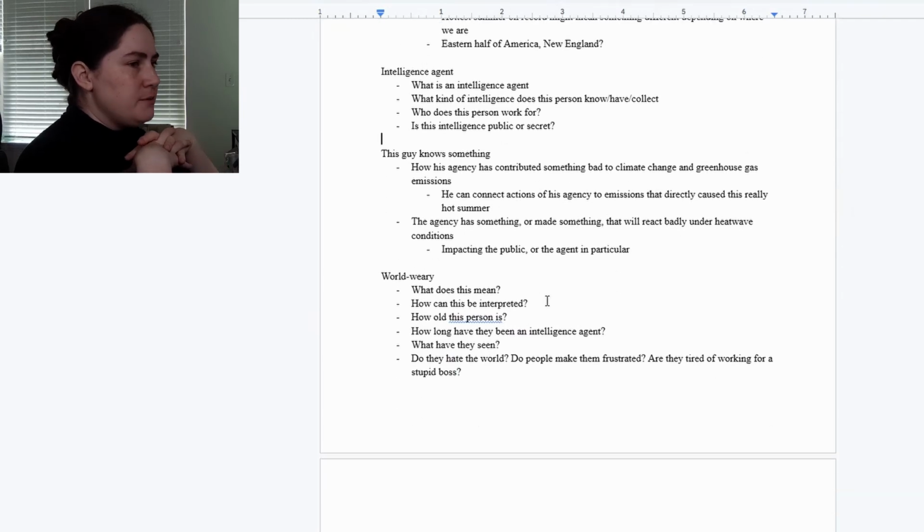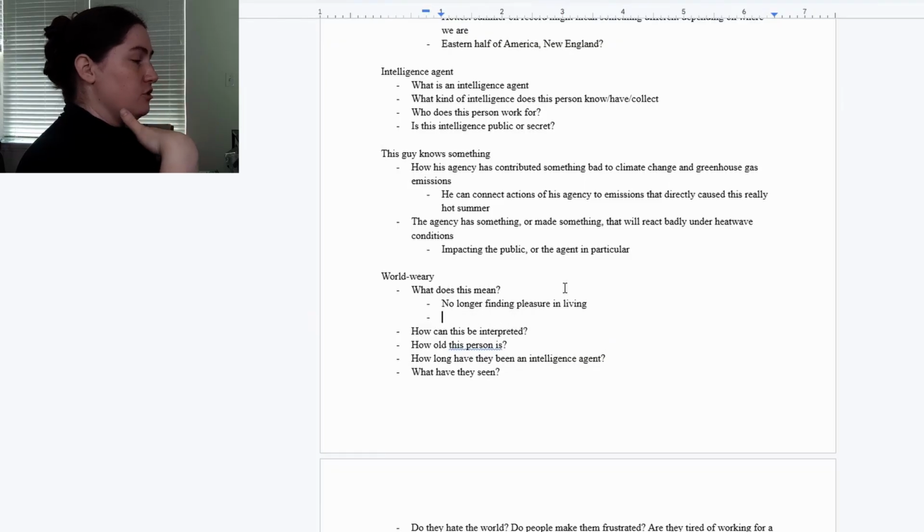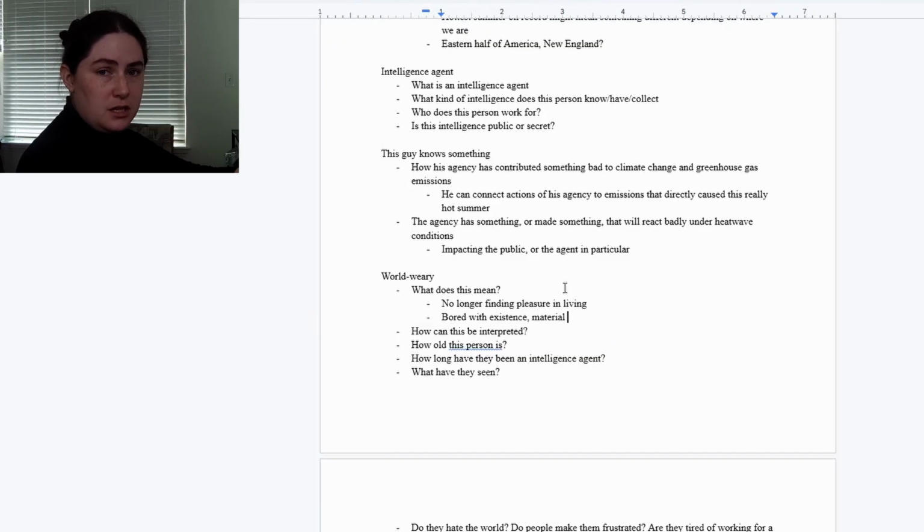Alright, so moving on to world weary. The dictionary.com definition of world weary is no longer finding pleasure in living, tired of the world, bored with existence and material pleasures, etc. No longer finding pleasure in living could be very serious and could start going into the realm of self-harm. And I am not interested in writing that, so I'm not going to go in that direction.